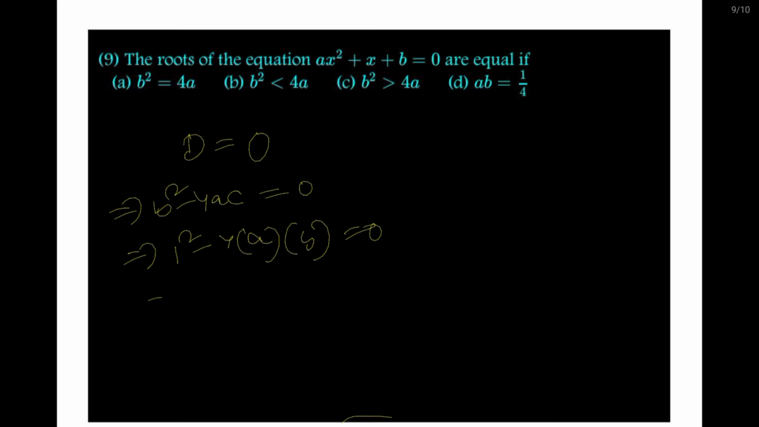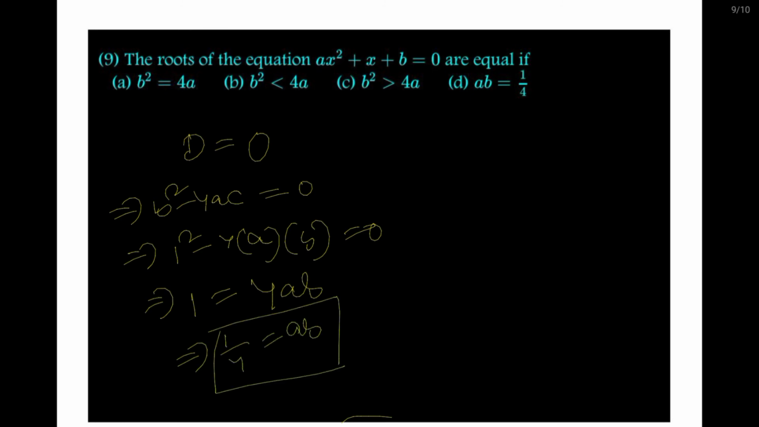So this will be 1, and the whole quantity will be moved to the other side. So 1 is equal to 4ab, and here we can see that 1 divided by 4 is nothing but ab, and this type of equation is given to us as an option. So this is the answer. ab is equal to 1 by 4.